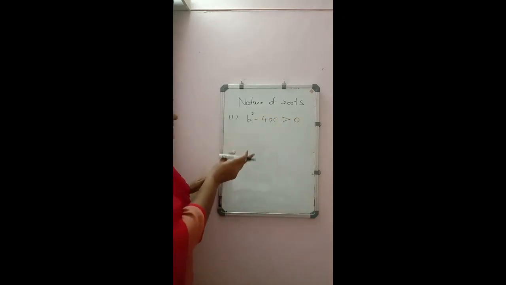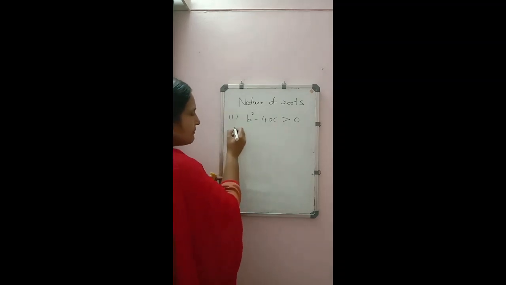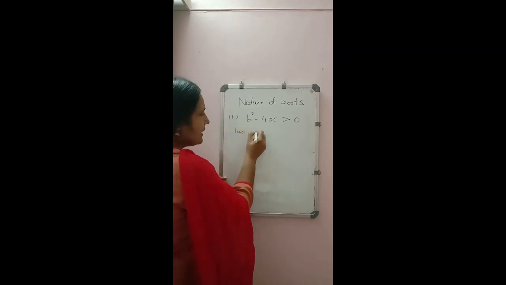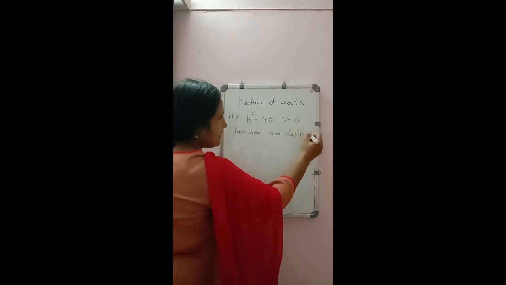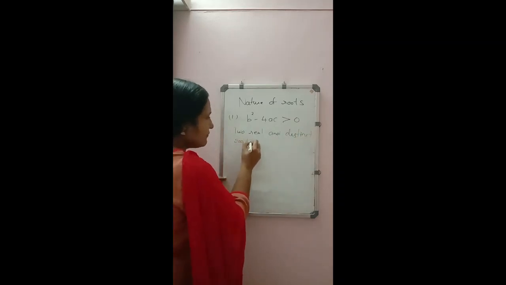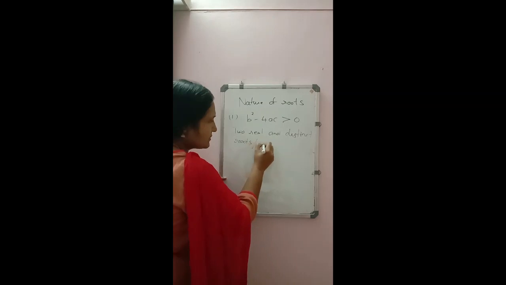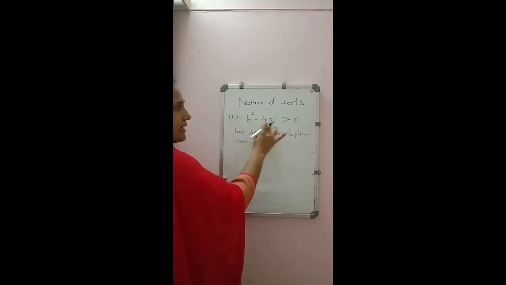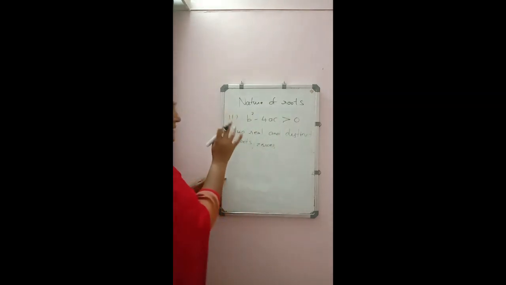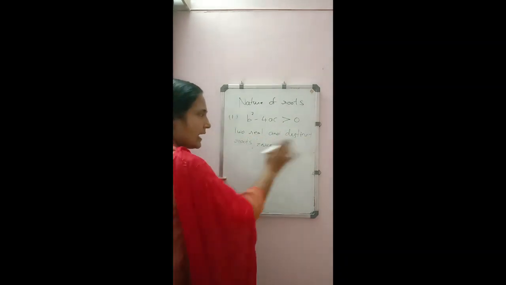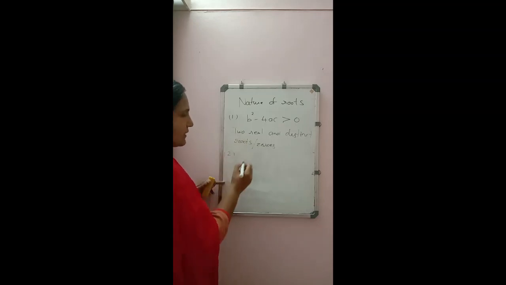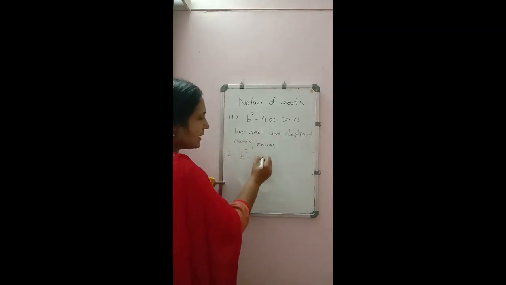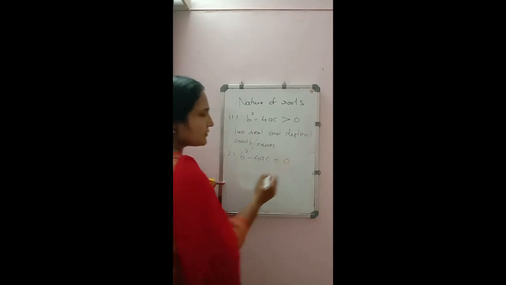If it is greater than 0, then we will get two different values of x there. So in this case, we will have two real and distinct roots. When b square minus 4ac is greater than 0, in that case we will have two real and distinct, meaning different, roots. Now the second case will come if b square minus 4ac is equal to 0.